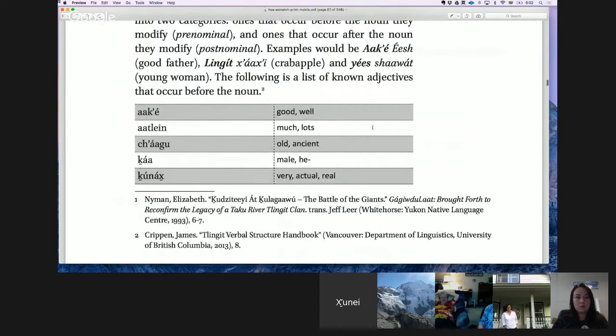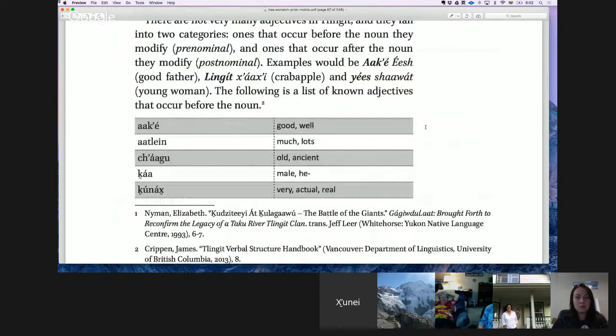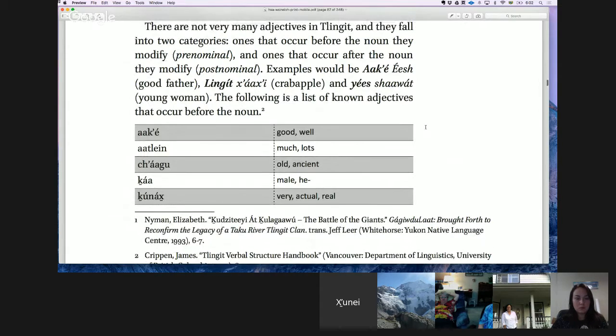Okay, we're going to run through these real fast. I will say the adjective, and then somebody give me a noun, and we'll just use it all together as an example. Okay? And these ones come before the noun, just to keep it in mind.